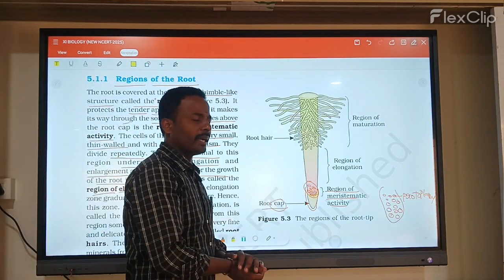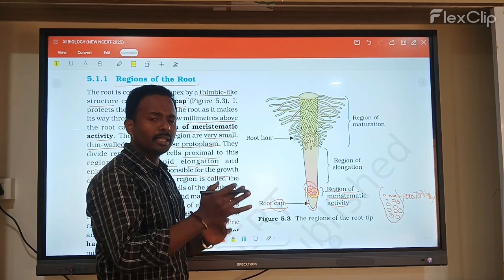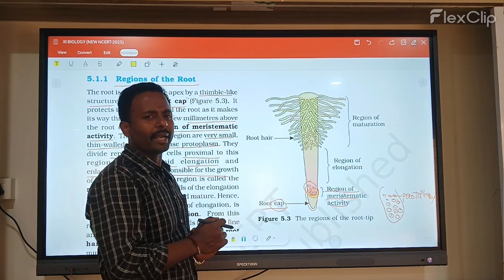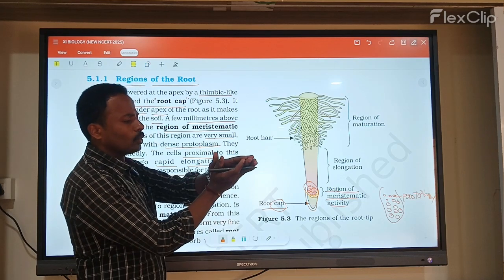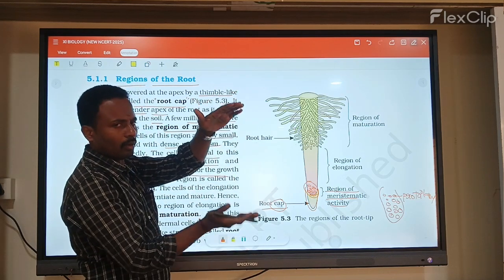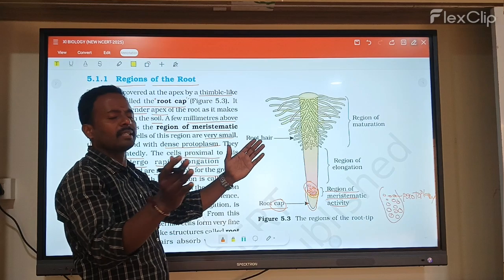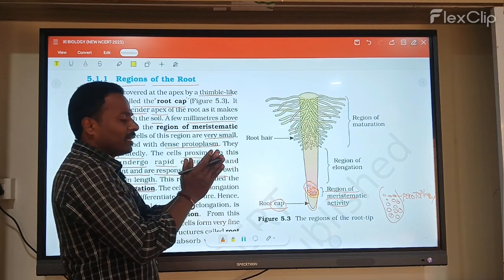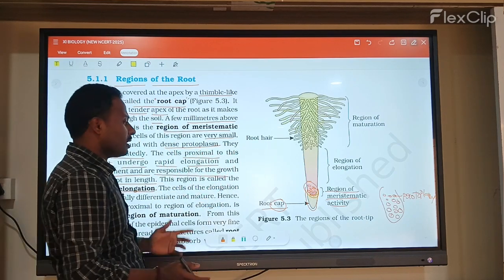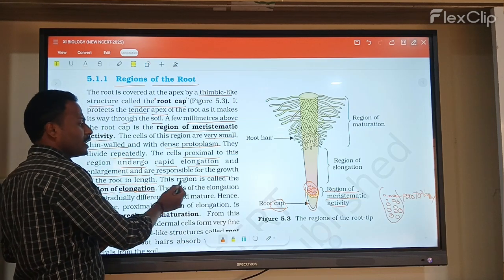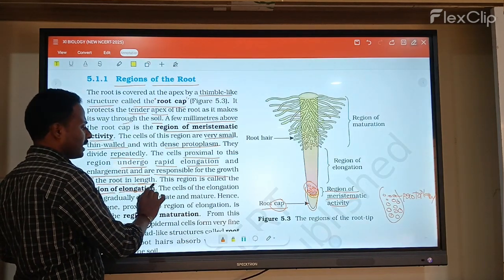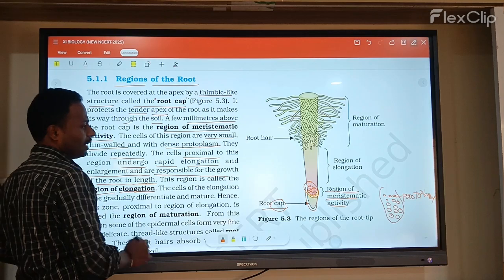Here in these meristematic cells, they rapidly divide. When they divide, what happens? Automatically their growth increases; the length will increase, as well as the width. So when the length and width increase, that region responsible for the increase in length is called what? Elongation.